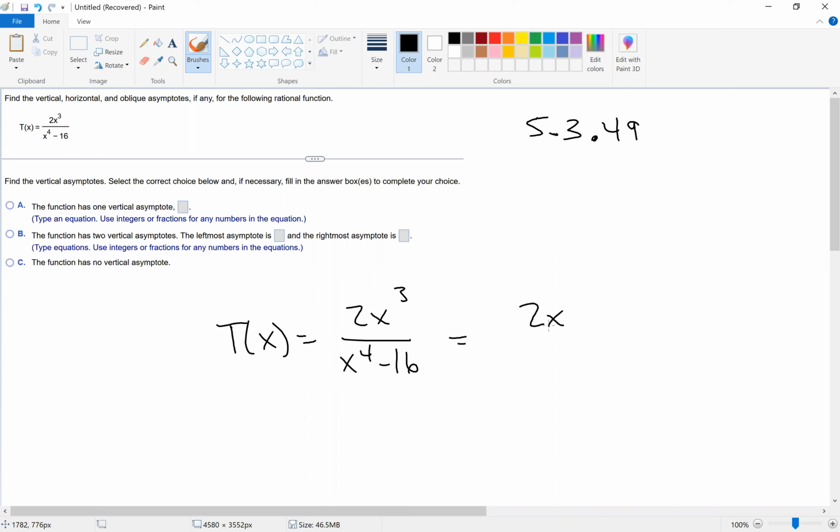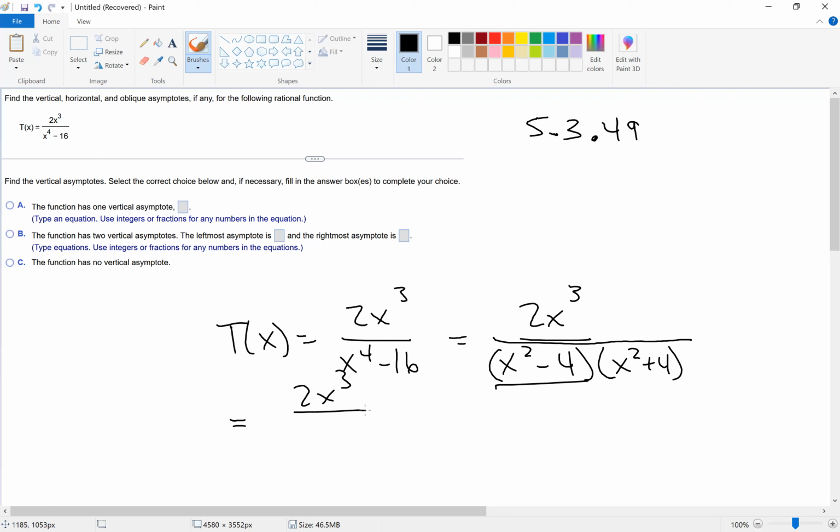On top, there's nothing to factor, but on the bottom, it's a difference of squares. It's going to be x squared minus 16. The square root of 16 is 4, so it's x squared minus 4 times x squared plus 4. The first one is also a difference of squares, so it's going to factor again to x minus 2 and x plus 2. But x squared plus 4 is not a difference of squares because it is not subtraction. So that's how our function is going to factor.